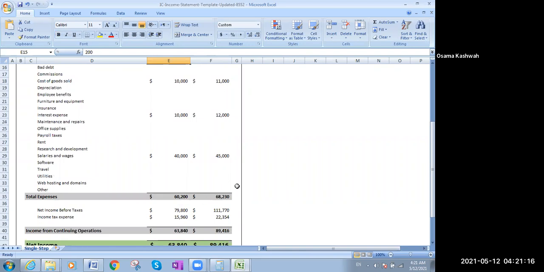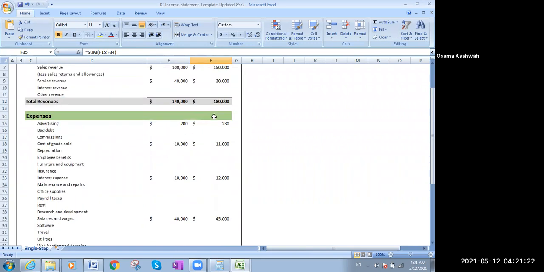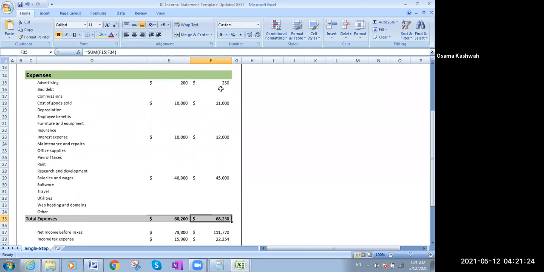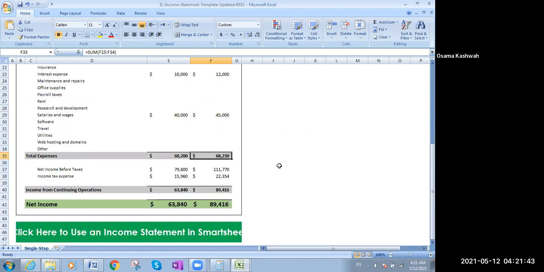Okay, likewise, the same thing here for the second year, which is 2014, 230 plus 11,000 plus 12,000 plus 45,000 will give me 68,230. So this was about the total expenses.